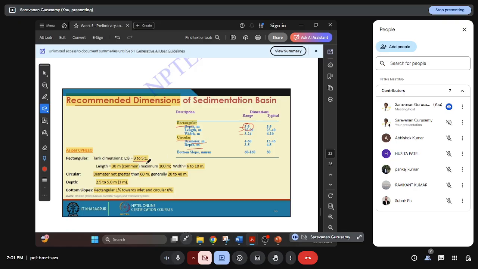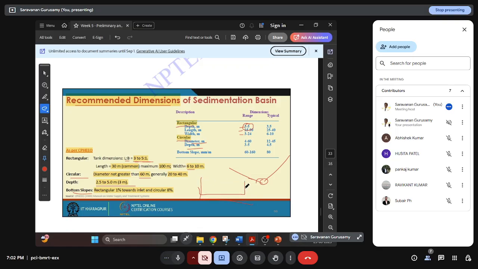Then the tank dimension, L is to B should be 5 is to 1 or 3 is to 1. You can choose between any value. Length and width they have given. And then for circular, the diameter will not be greater than 60 meters. Depth will not be greater than 3. For the bottom slope, if it is circular, it should have an 8% bottom slope. If it is rectangular, it will have a 1% slope.